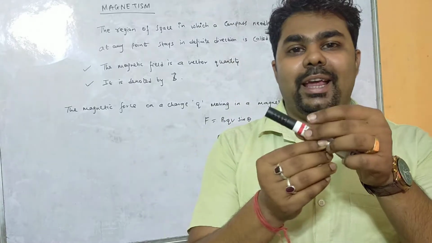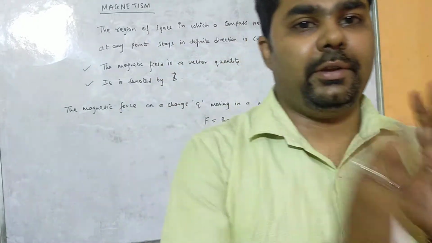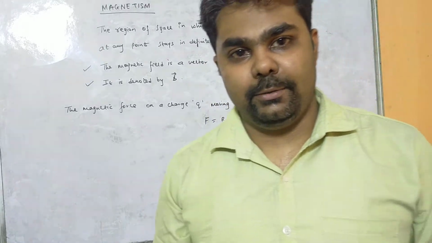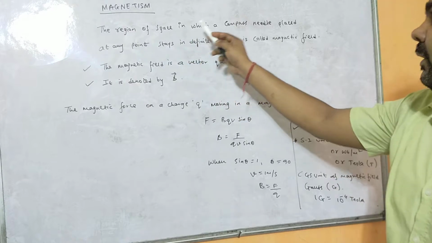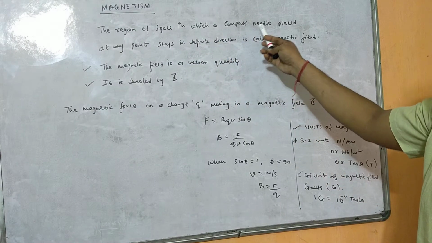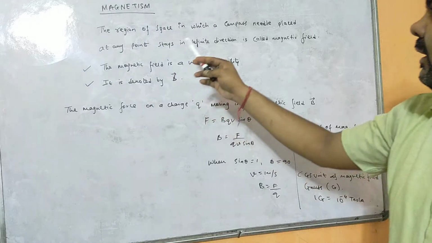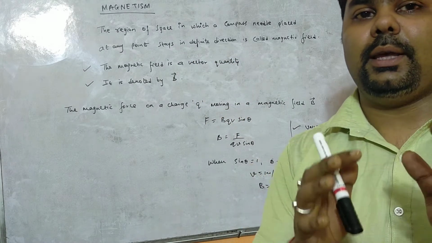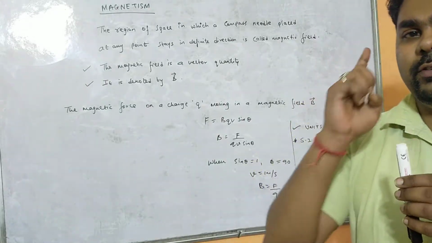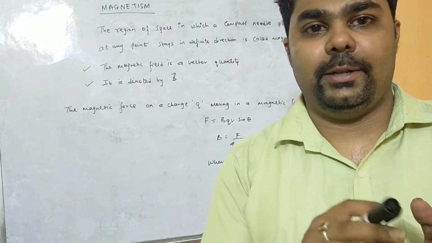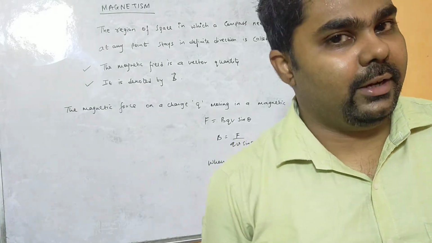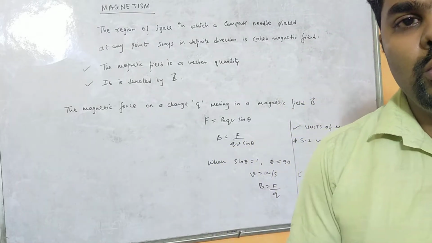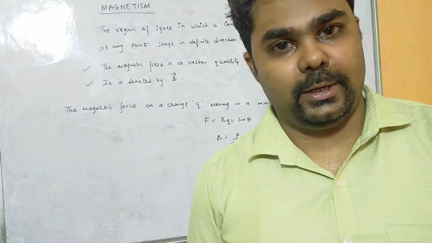But if it moves in any direction and doesn't show any fixed direction, then we say that there is an absence of magnetic field. So likewise we can define magnetic field also: the region of space in which a magnetic compass needle placed at any point stays in a definite direction is called magnetic field. That means wherever a magnetic compass is resting and showing a fixed direction, it has a magnetic field around it. And if it rests in any other direction, if it does not show a fixed direction, then we say that there is no magnetic field, or there is an absence of magnetic field.